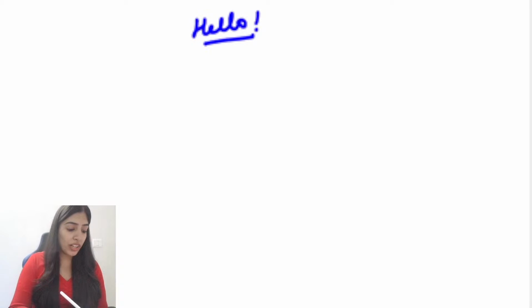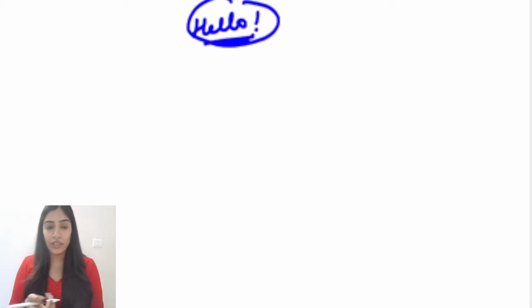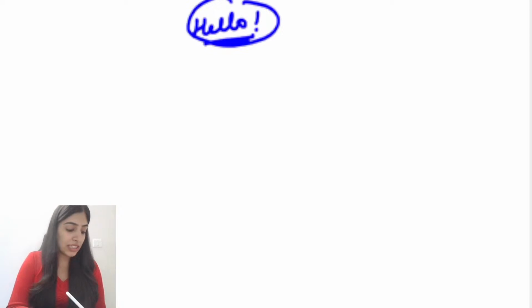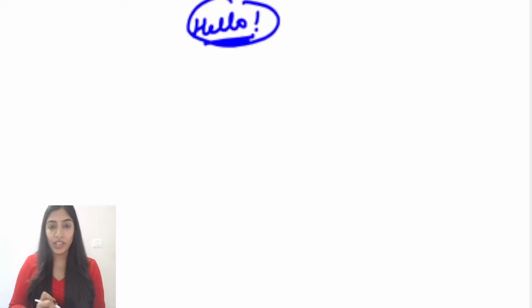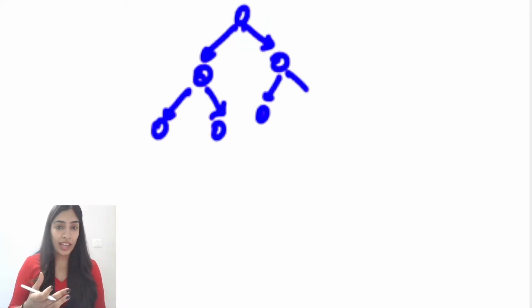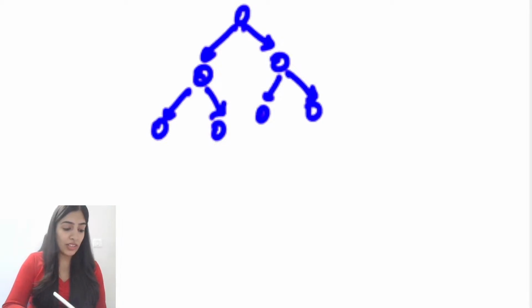So what we'll be doing today is talking about level order traversal. Now, what does level order traversal mean? Let's take a binary tree. This is a binary tree, two nodes at each level. Now when I say level, what do I actually mean? So this is one level, this is another level, and this is another level, right?